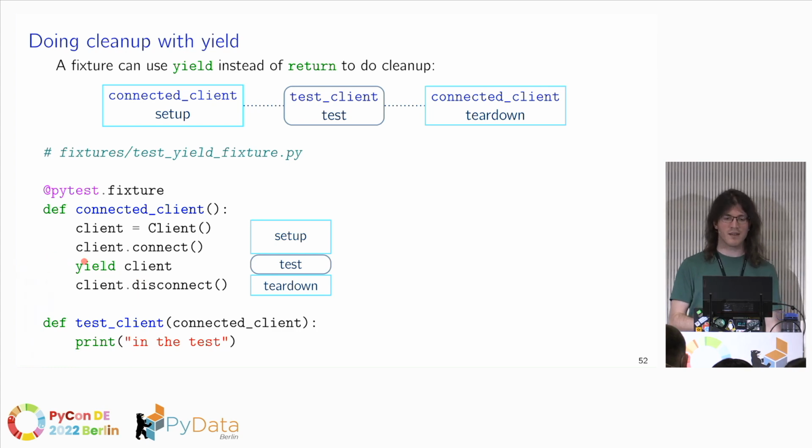And it allows pytest to run this part of the code of the fixture before your test. Then here, where the yield is, your test will run. And then after the test, your fixture function will be resumed, and everything after the yield will run as a cleanup step after the test. So if we had some kind of client class here, we could call connect before the test, then run the test, and then call disconnect at the end when the test is finished. Just by using yield here instead of return.